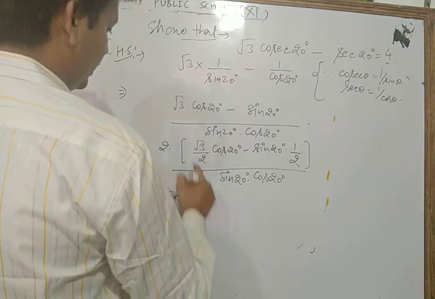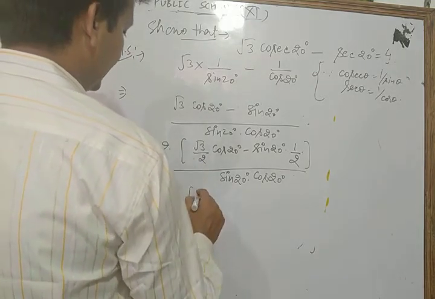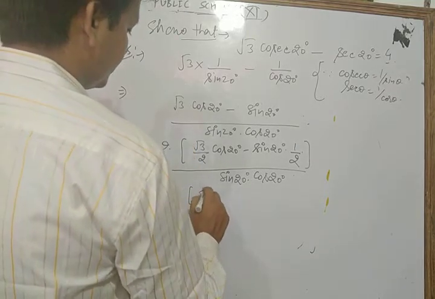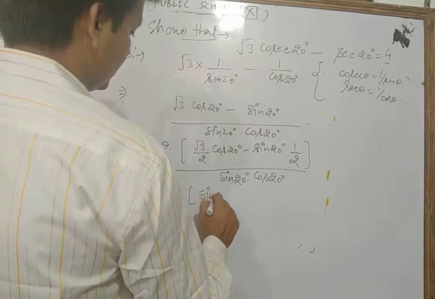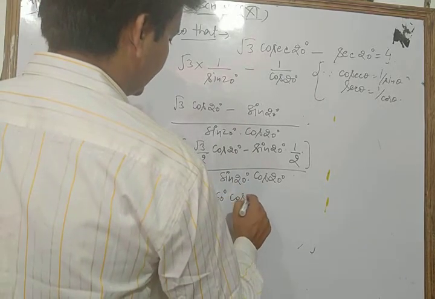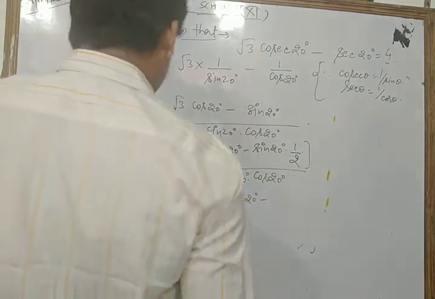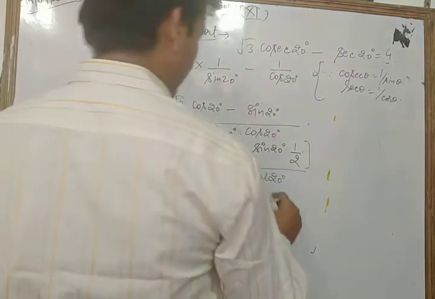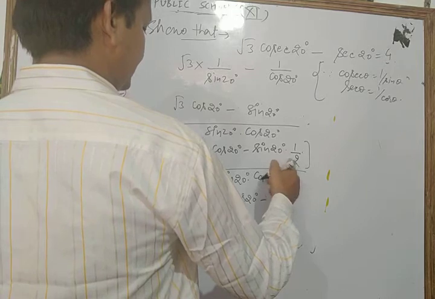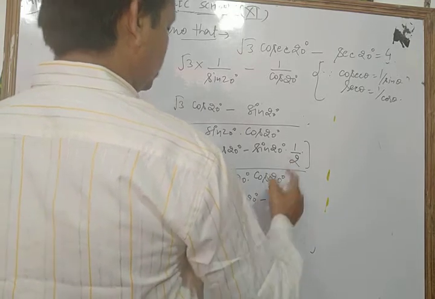Now let's see. 2 into, we write root 3 by 2 as what? Sin 60 degree, and here we write cos 20 degree, minus sin 20 and cos 60. We write 1 by 2 as what?